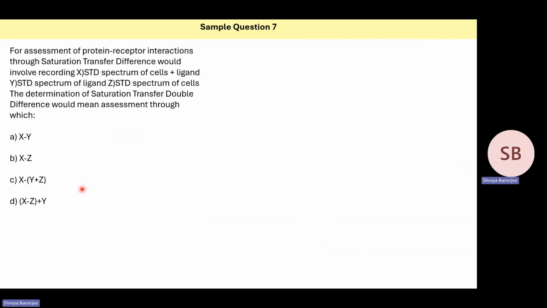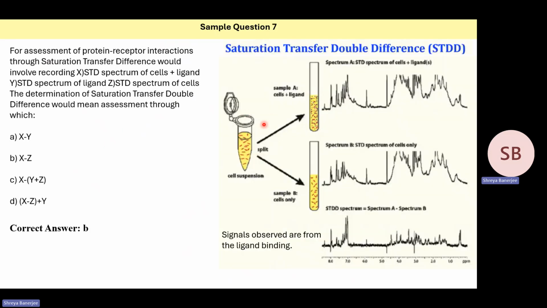Then you have a question. For assessment of protein receptor interaction through saturation transfer difference will involve what? So here the question is asking about the determination of saturation transfer double difference. So STDD consists of what? We will look at the STDD experiment.